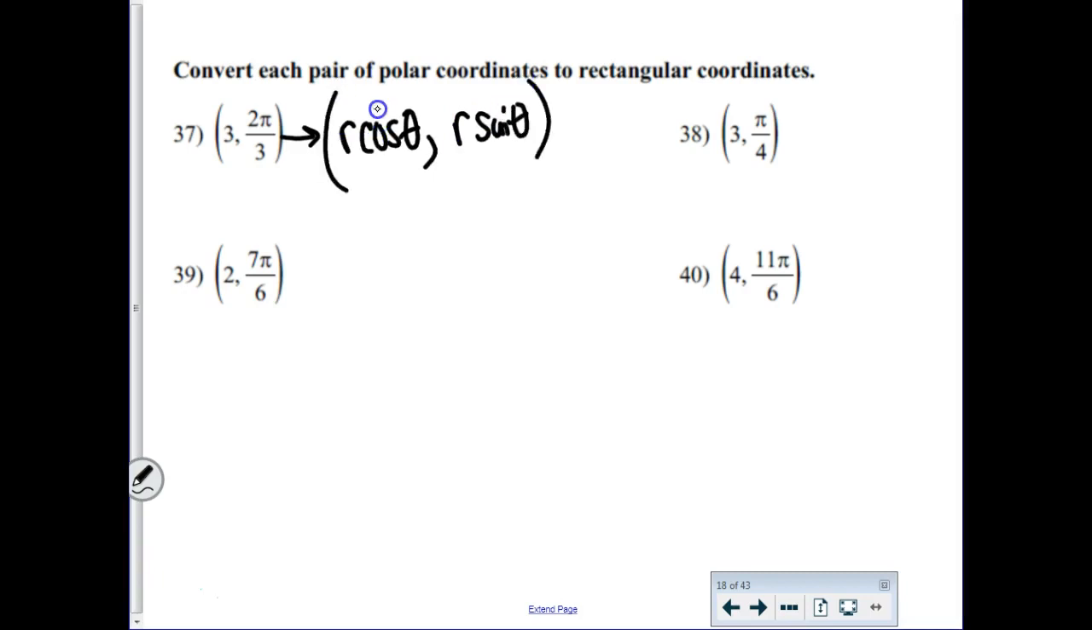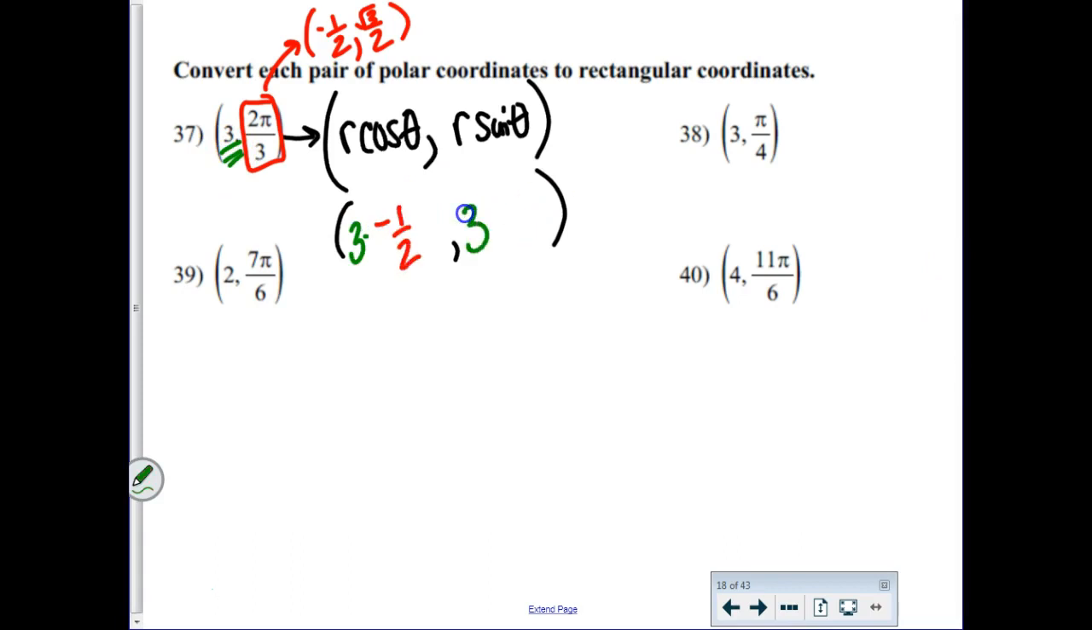So this is a case where I most definitely would want to use my unit circle because the things they're going to give me are going to be off the unit circle. For instance, 2 pi over 3. What is the ordered pair at 2 pi over 3? -1/2, comma, the square root of 3 over 2. That makes sense. So using those for the cosine and sine and using 3 for the radius length, this will be 3 times the cosine. And this guy will be 3 times the sine.